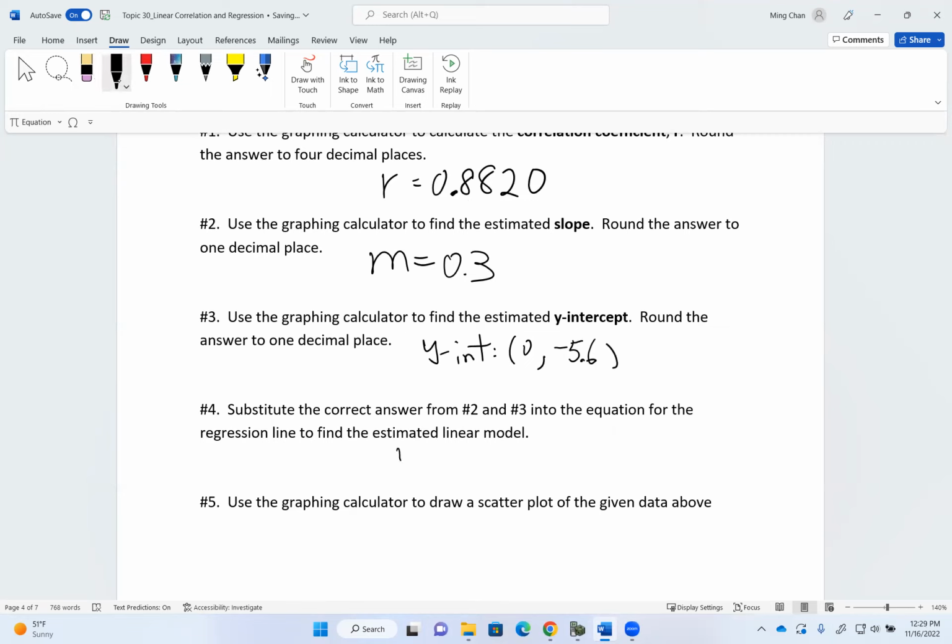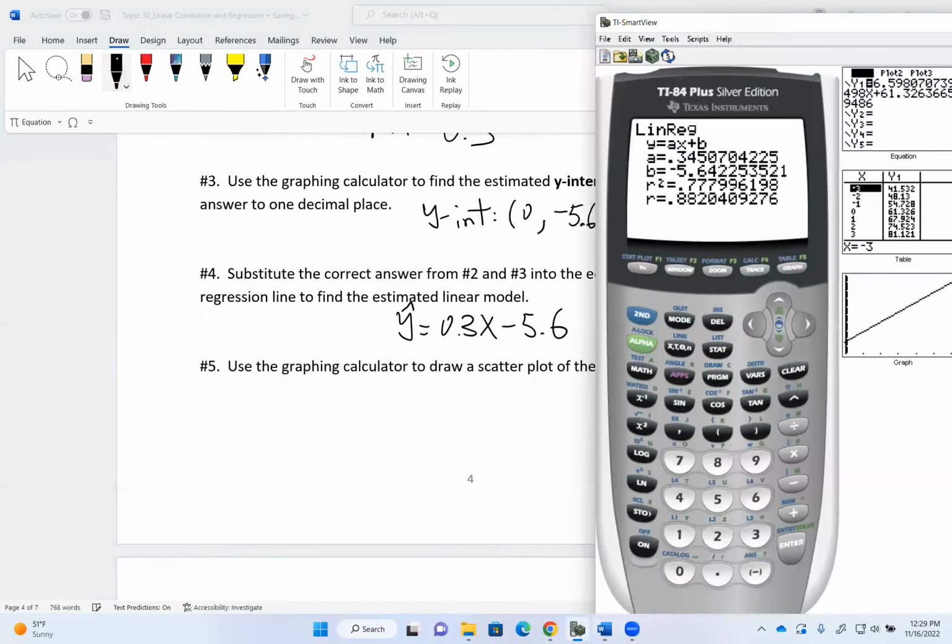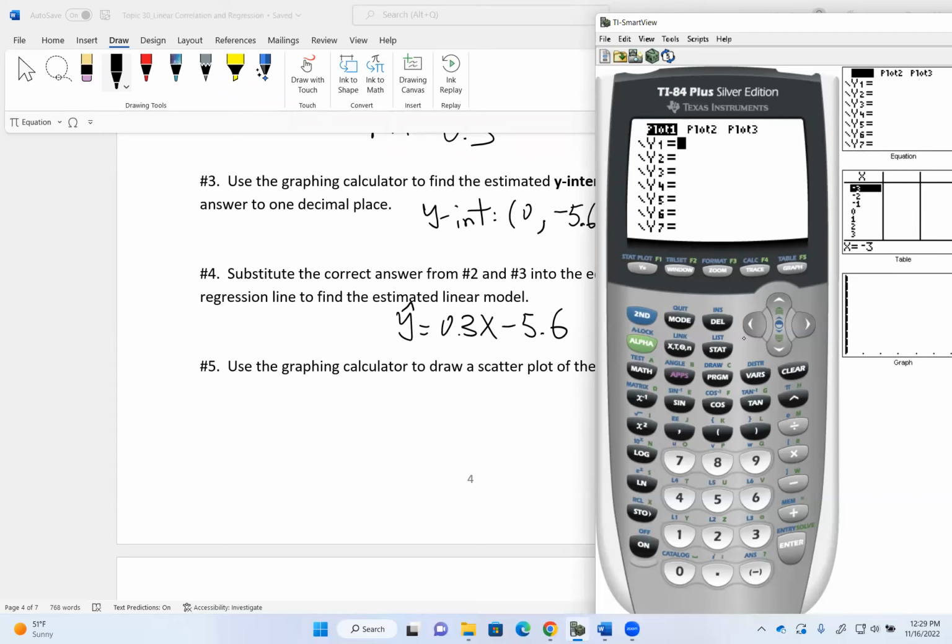All right, number 4, substitute the correct answer from 2 and 3. So y hat equals 0.3x plus b, which is minus negative 5.6, so that will be minus 5.6. Let's take a look at the picture. With the linear regression on the calculator, the next thing you press is y equal. Let's clear that out. We go to vars, number 5 statistics, highlight EQ, choose number 1, and go to zoom. I already turned on the scatter plot. Zoom, number 9, zoom stat.